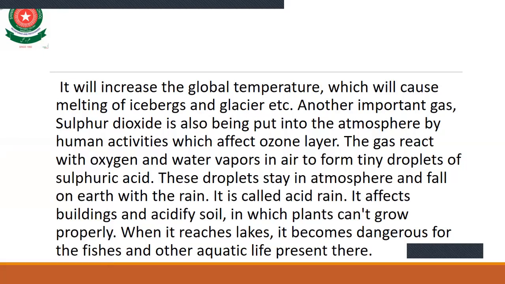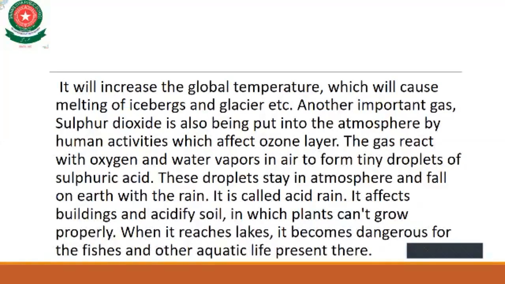The gas reacts with oxygen and water vapors in the air to form tiny droplets of sulfuric acid, and this is called acid rain. It affects buildings and acidifies soil in which plants can't grow properly. When it reaches lakes, it becomes dangerous for the fishes and other aquatic life present there.